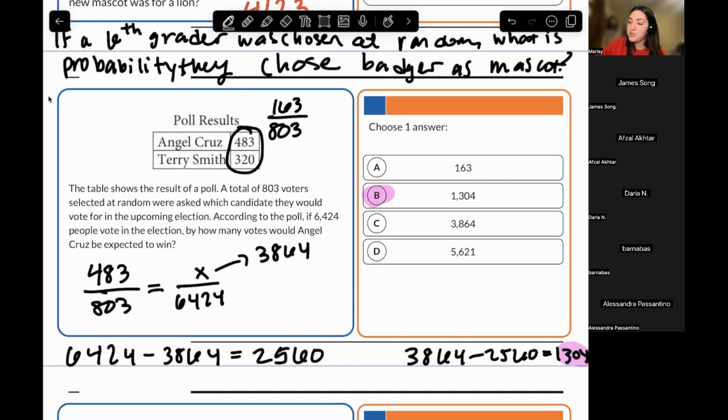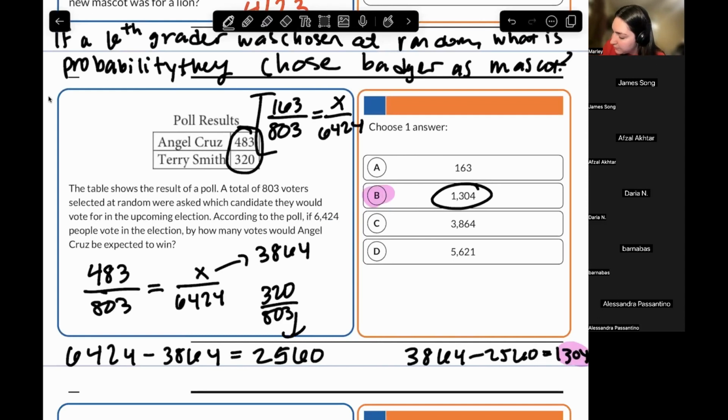You could also use this proportion and do a little less work. Then we would say X over 6424, and this would also get us 1304 as our answer. So using the difference as our original proportion might help us get to the answer a little bit faster. But again, multiple ways. You also could have set this up to find out the 2560. You could have said 320 over 803 equals X over 6424. However you wanted to do it, if you wanted to figure out what the percentages were for both of these first and then go about it that way, totally another way you could have done this.